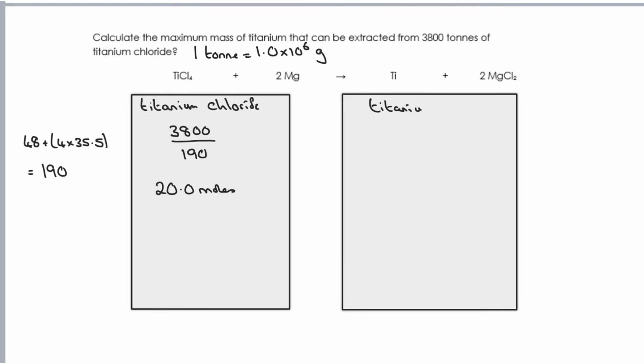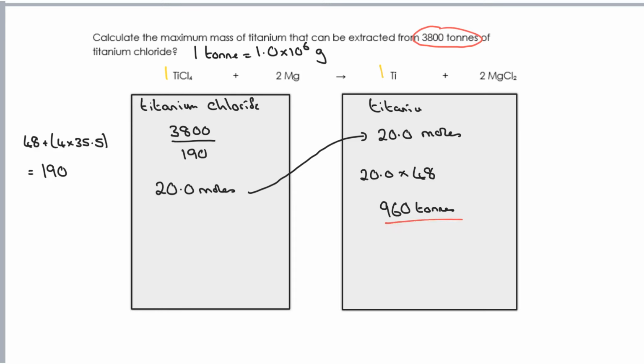Now, how many moles of titanium are we going to get, or what's the maximum number of moles of titanium? Well, no balancing numbers here. It's a 1 to 1 ratio, so therefore 20.0 moles of titanium. So what we need to do is get 20.0 and multiply it by the AR of titanium, which is 48. And 20 multiplied by 48 is 960. Now remember, our question mentioned 3,800 tonnes, so therefore our answer is 960 tonnes here. I just underline that and make it really easy to see. And that's the maximum mass of titanium that you can get from 3,800 tonnes of titanium chloride.